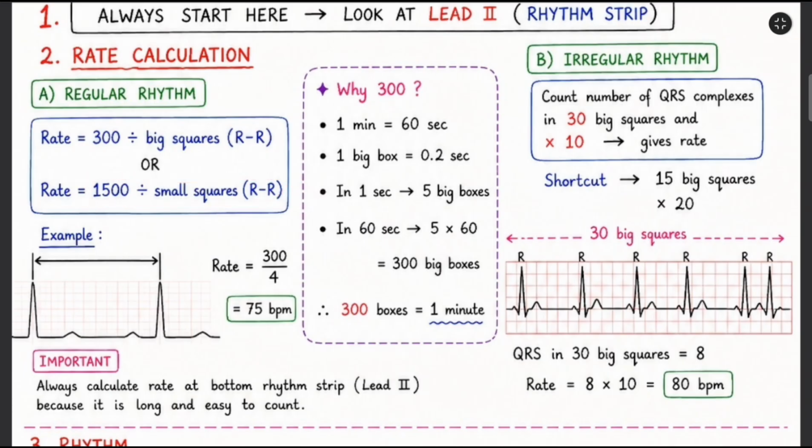For example, suppose there are 4 large boxes between two R waves. Heart rate equals 300 divided by 4, which gives 75 beats per minute. Simple and quick. Now, why do we use 300?